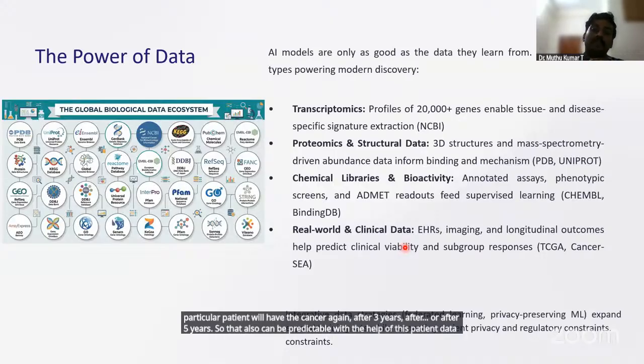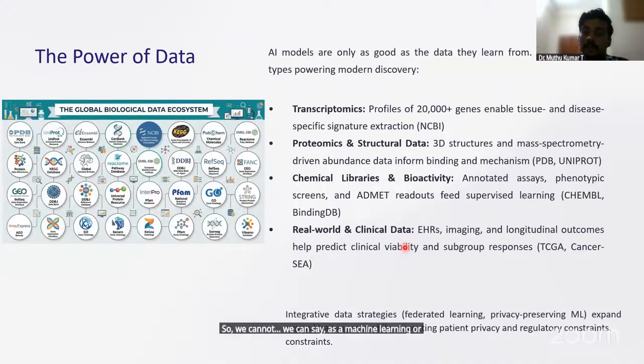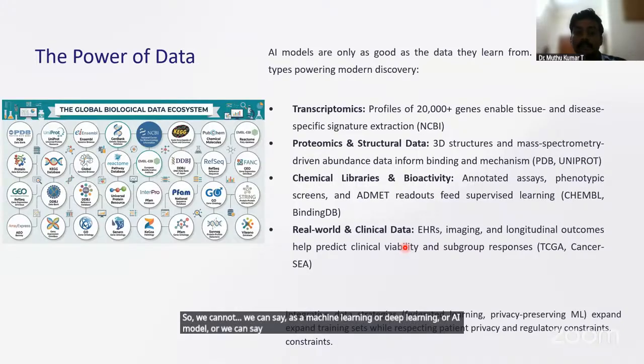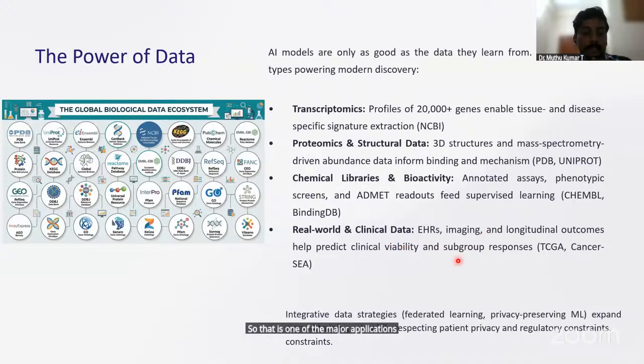We are predicting the future. Basically, we are developing a time machine. We can call it a machine learning, deep learning, or AI model, or we can call it a time machine. What will happen in the future, that we are predicting with the existing data. So that is one of the major applications of clinical data.